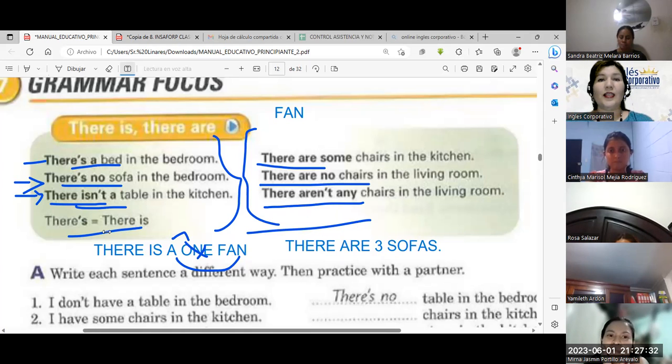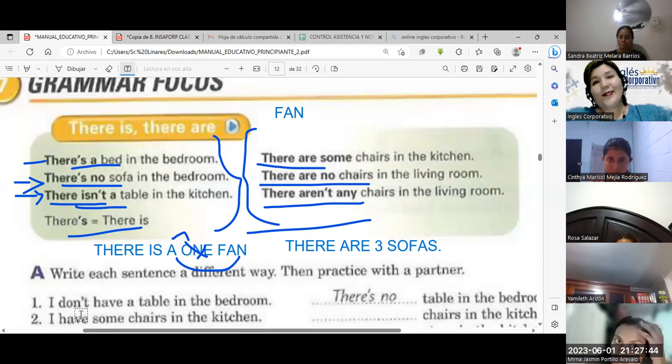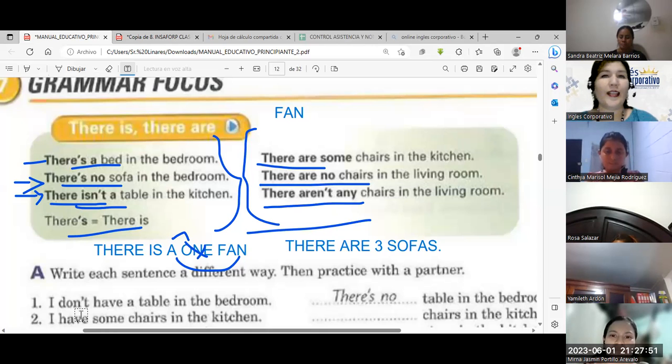You're welcome, sweetie. There is a car in the street. There are eggs in the kitchen. Good. There isn't soda in the refrigerator. ¿Cómo se dice? Refrigerator. There isn't soda in the refrigerator. Sorry. Fátima, go ahead.